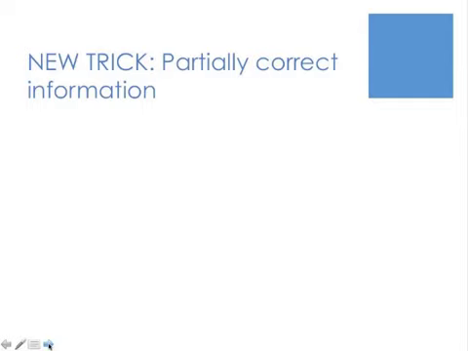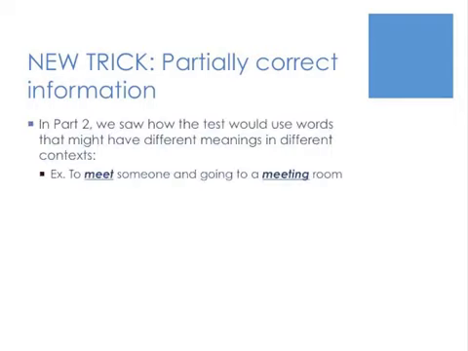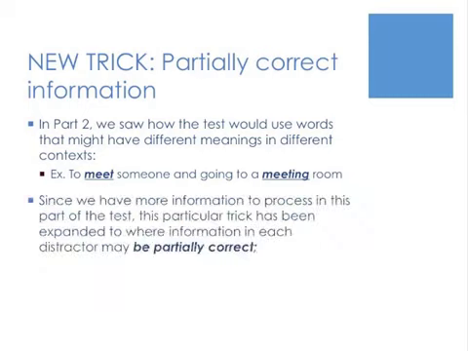So first off, let's look at some of the new tricks this time. A trick that we're going to refer to as partially correct information. Now, in the question and response section, we saw how the test would use words that might have different meanings in different contexts. For example, one of the tricks we noticed in the previous video was the fact that to meet a person isn't necessarily the same as going to a meeting room. The words themselves look the same, or at least have a similarity, but they don't necessarily mean the same in this context.